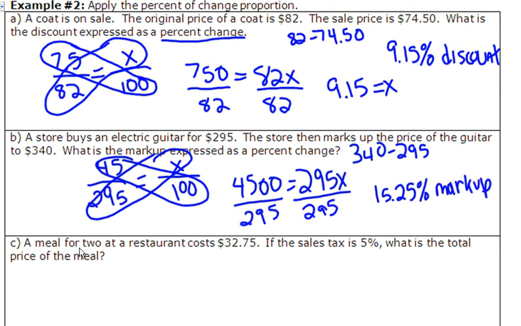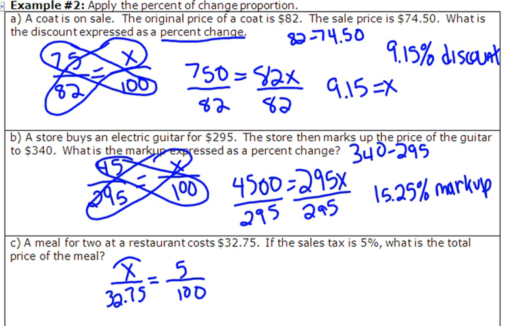Now let's look at C. It says a meal for two at a restaurant costs $32.75. If the sales tax is 5%, what's the total price of the meal? So this time it's giving us our %. So we've got our % ratio, it's 5 over 100. It's telling us that our meal costs $32.75. So our original price of the meal is $32.75 before we give them any tax. So we're trying to figure out what that change is once we add the taxes.